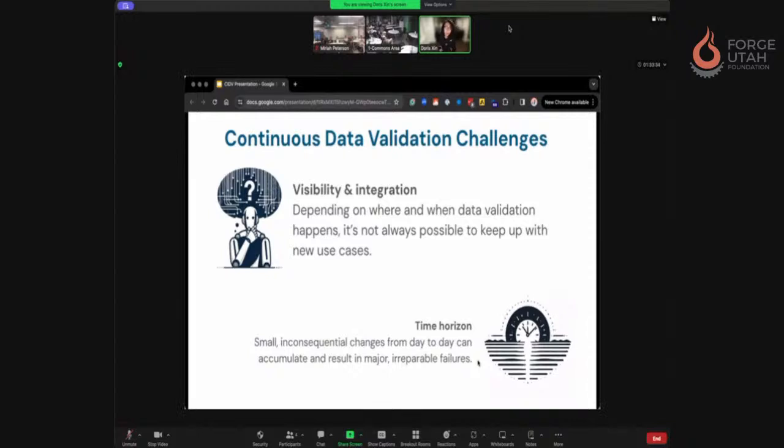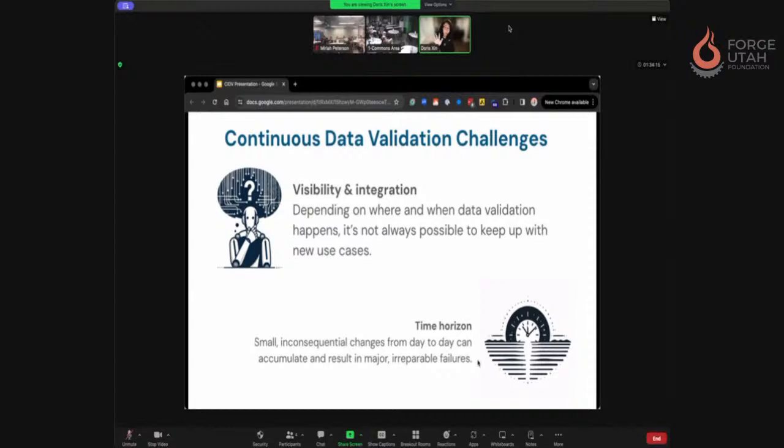Right, so the key challenges here for continuous validation are, again, twofold. One is visibility and integration. Depending on where the data validation happens, it's not always possible to keep up with new use cases. Again, assume I'm the data consumer who's responsible for doing data validation. I won't always have visibility into what product teams, what ML teams are using the tables and how they are using them. And that makes it really difficult for me to say my data must satisfy these criteria for my data consumers to be happy.